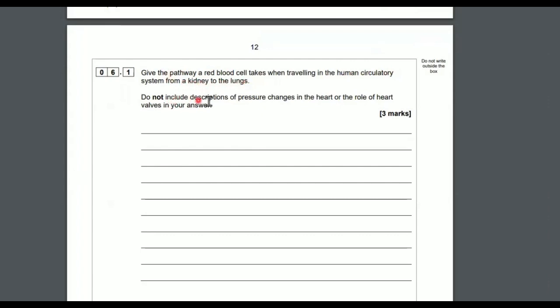Give the pathway a red blood cell takes when traveling in the human circulatory system from the kidneys to the lungs. Do not include descriptions of pressure changes in the heart or the role of valves. So don't start talking about contraction of the atrium, ventricle, and this valve opening and that valve closing. They just want you to describe the journey.